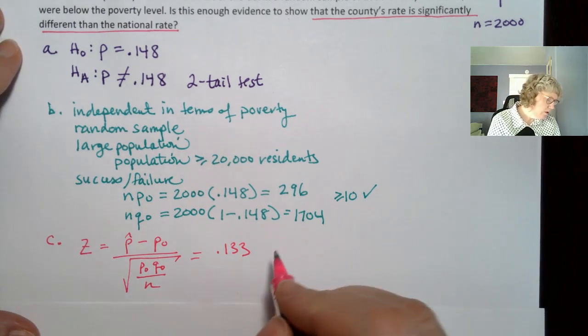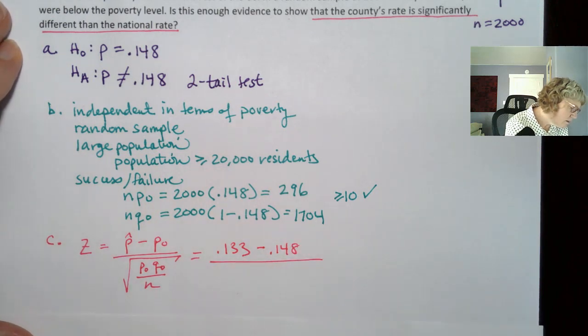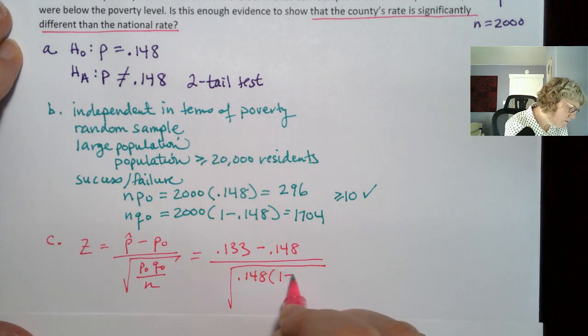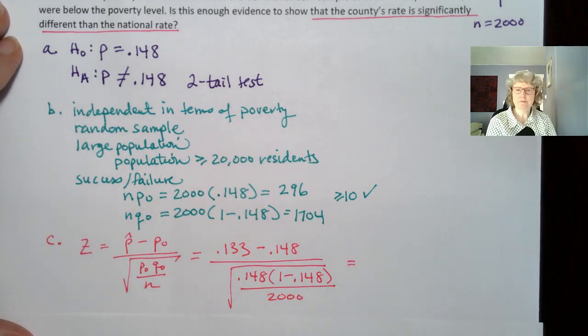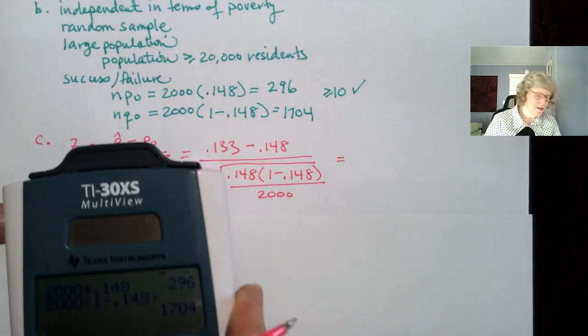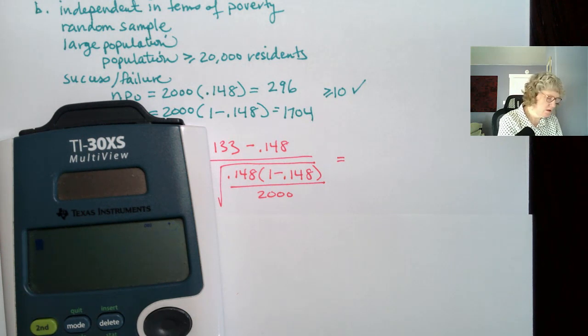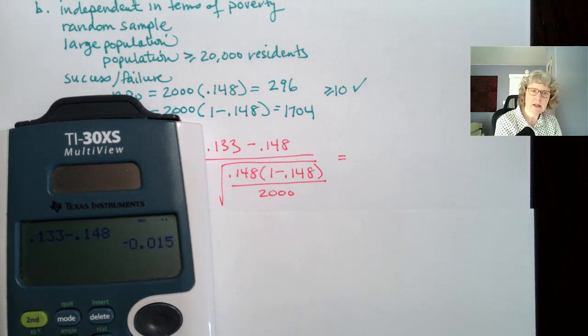We got 0.133 minus 0.148, divided by the square root of, and we're using our null, so 0.148 times parentheses 1 minus 0.148, all over 2,000. Okay, I'm curious to see how many standard deviations away this is. So let's get the calculator out here. 0.133 minus 0.148. I'm going to hit enter.